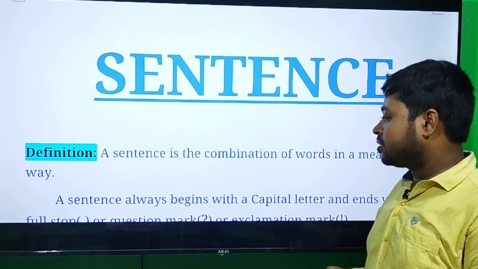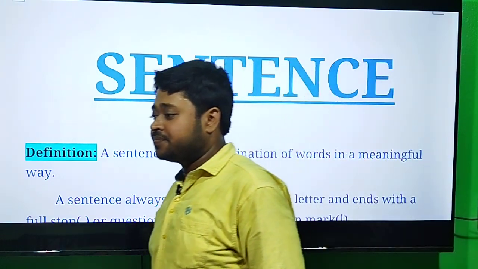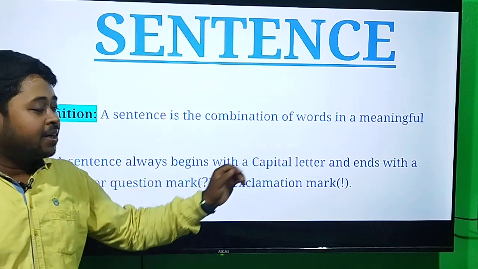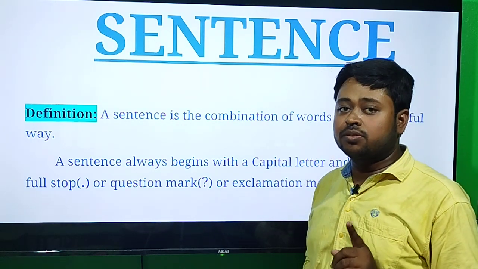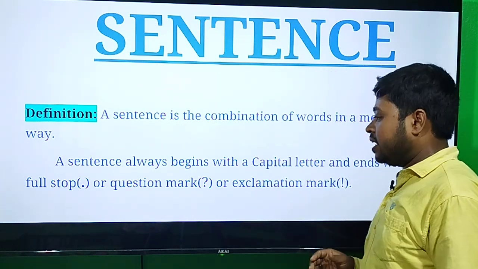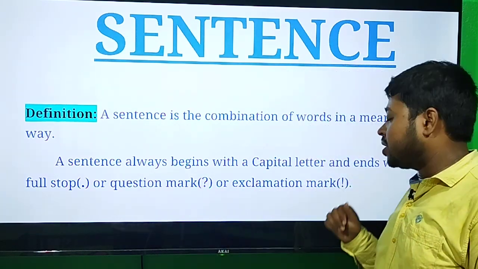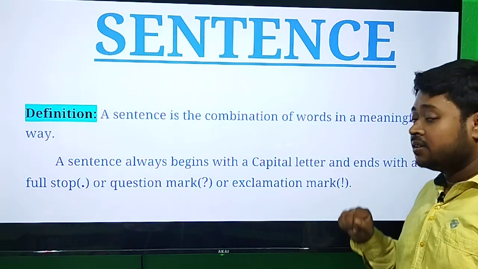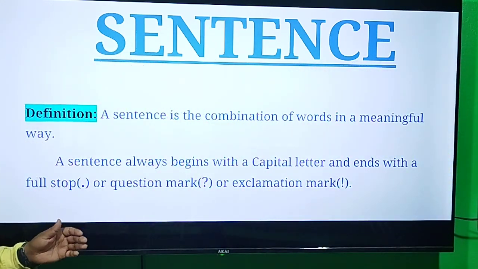Now let's move back to what we have to follow about a sentence. A sentence always begins with a capital letter, so we have to follow this first. That means a sentence should start with a capital letter, and then it ends with a full stop, a question mark, or an exclamation mark. So this is the full stop sign, this is the question mark sign, and this is the exclamation mark. Okay, so we have to focus on this, and then we will start on its parts.